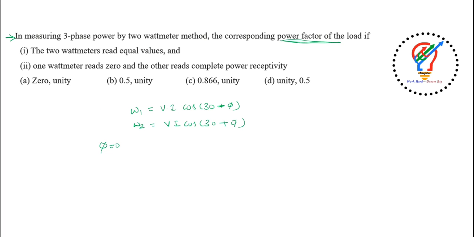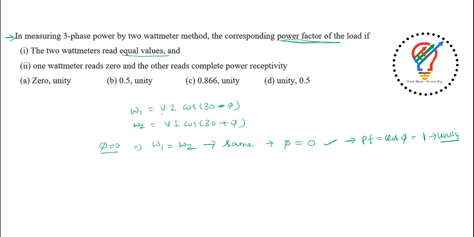Let phi be equal to 0. That implies W1 should be equal to W2. Why? Because when phi is 0, it means VI cos 30, VI cos 30, so both are the same. As per this question, they are equal values. So when the power factor angle is 0, that is matched. Now let me take another case, where one should read 0. Here phi is equal to 0 will not give that, as it will not get the complete value. So we take the power factor as unity. For unity power factor, what is the cos phi value? When phi is 0, the power factor is cos phi, which is cos 0, equal to 1. So the answer will be unity power factor.